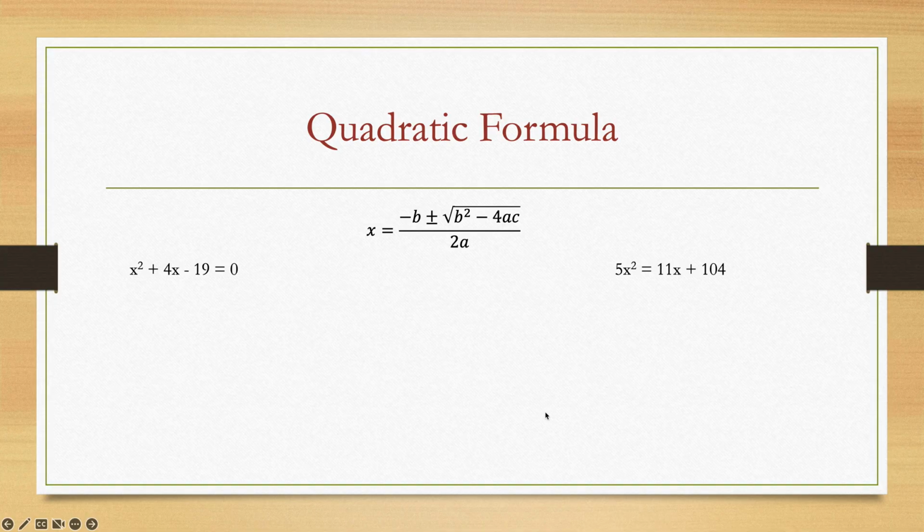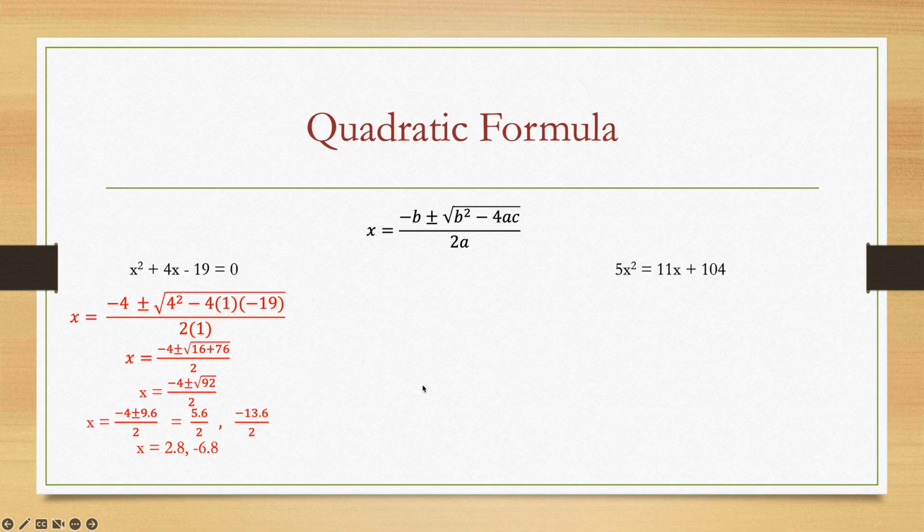Okay, assuming you've done your stop and start. The one on the left: A is 1, B is 4, C is negative 19. According to my quadratic formula over here, the negative of b is negative 4 plus or minus the square root of b squared, which is 4 squared, minus 4 times 1 times negative 19, all over 2 times 1, which is 2. So x will equal negative 4 plus or minus the square root of 16 plus 76, which adds up to 92. Of course, it's over 2.